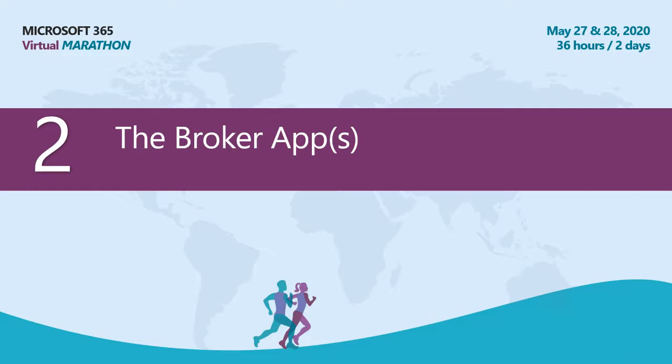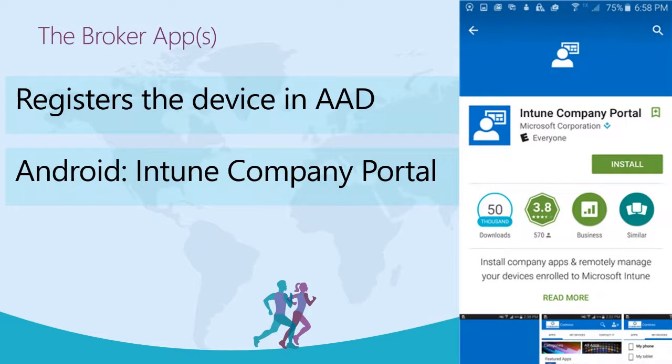Second one is the broker application. As I talked about previously, you need to have a broker application. Why do you need that application? Because, number one, it registers the device in Azure Active Directory, right? Your broker application could be the Intune Company Portal app from an Android perspective, or the Microsoft Authenticator application from an iOS perspective. It registers the devices in Azure Active Directory, and it uses the authentication behind the scenes, the device authentication, and communicates with Azure Active Directory to keep your device up to date from a policies and applications perspective.